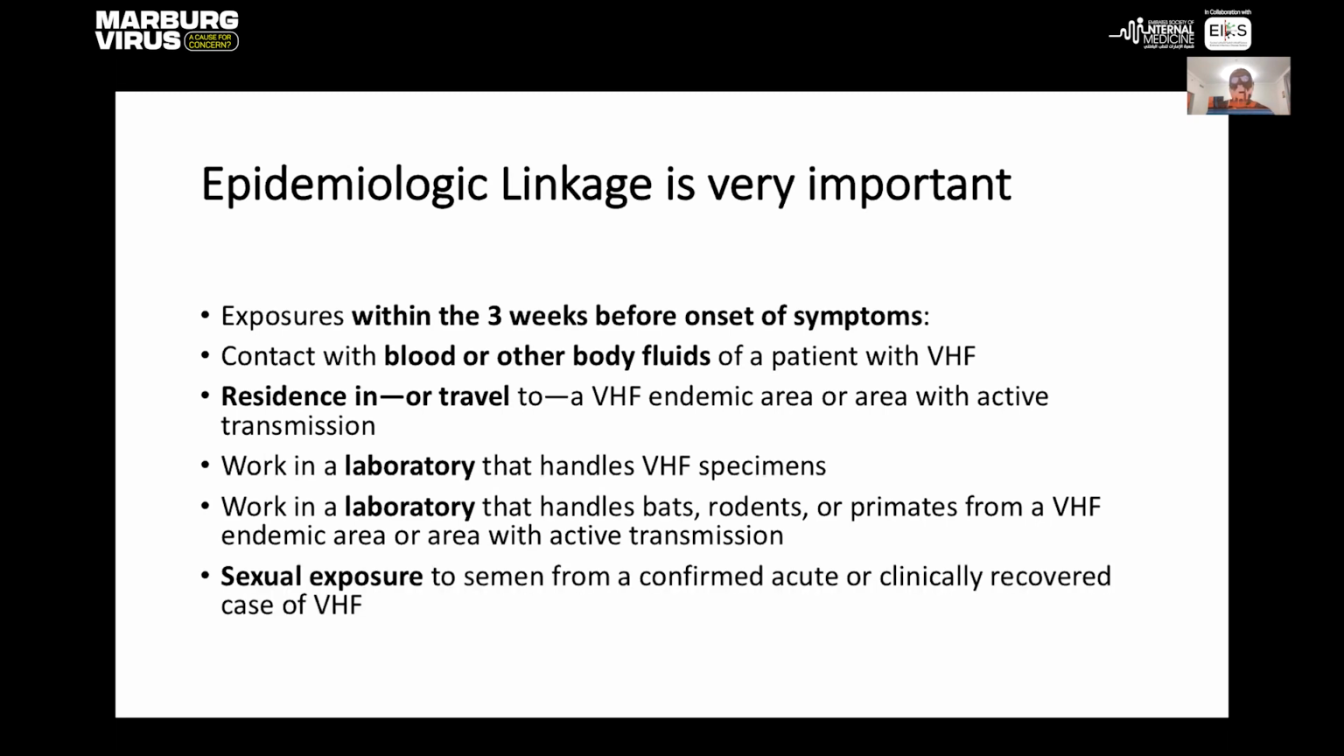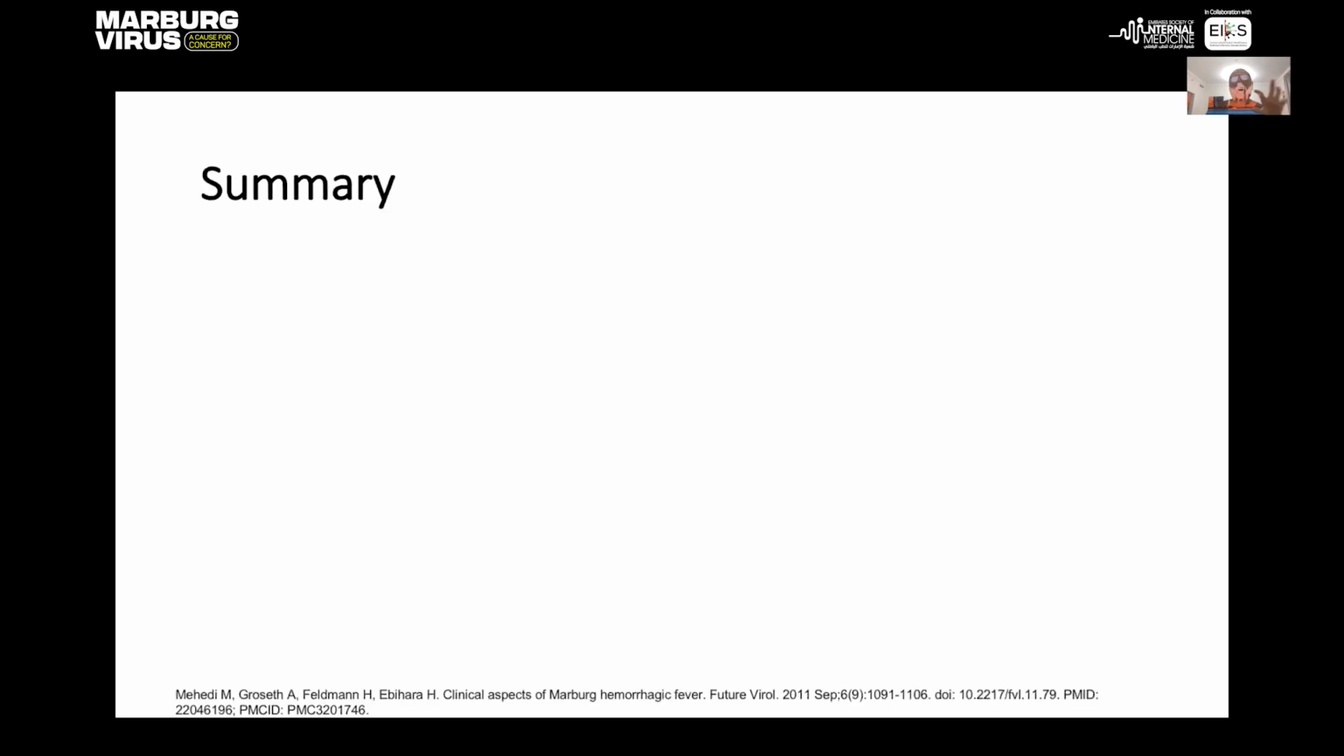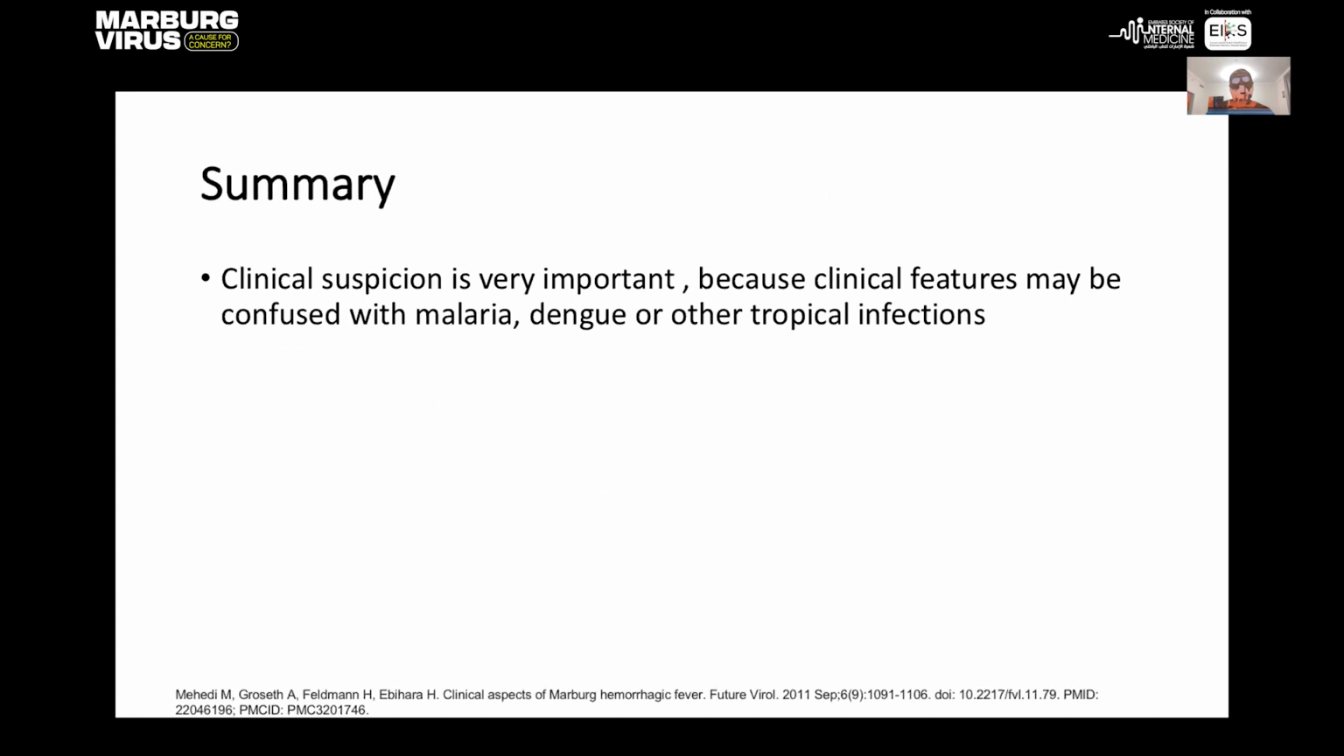Sexual exposure to semen from a confirmed or a clinically recovered case of viral hemorrhagic fever would be the reason you would want to consider this infection. In summary, clinical suspicion is very important because clinical features may be confused with malaria, dengue, or other tropical infections.